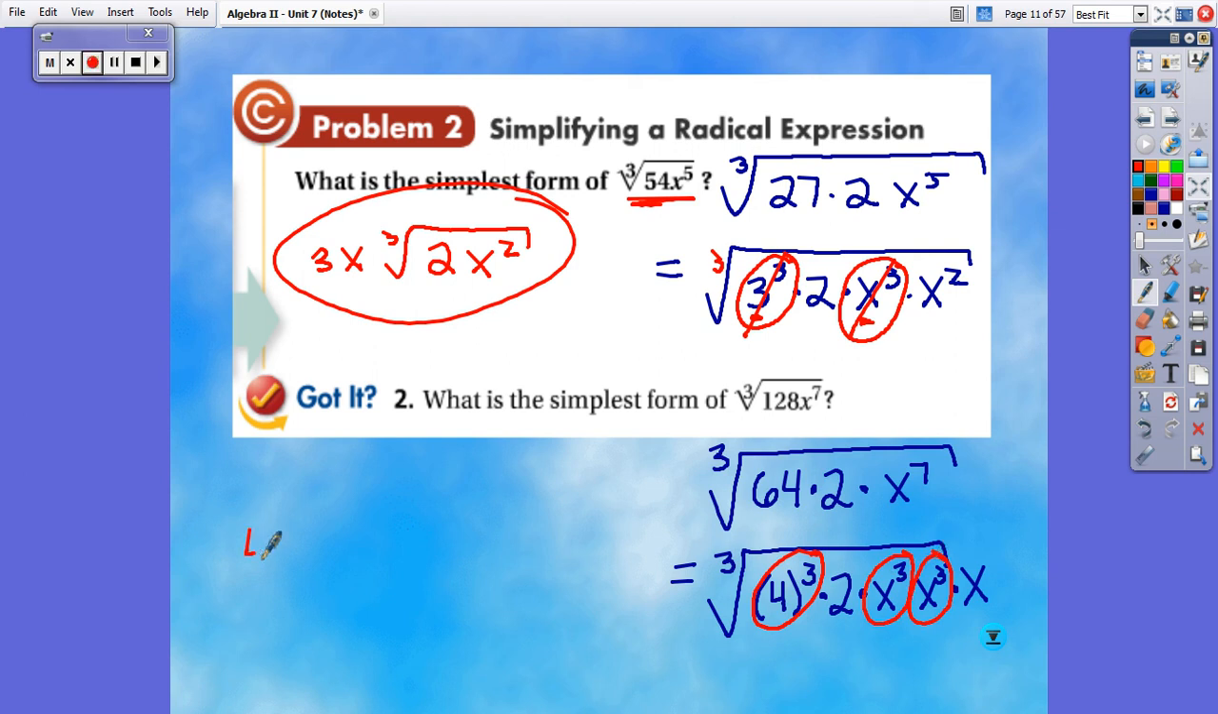I'm going to write the 4, and then I'm going to take one x and another x, so that's going to be x squared, times the third root of whatever's left over. This and this are left over, so 2x goes inside the little house.